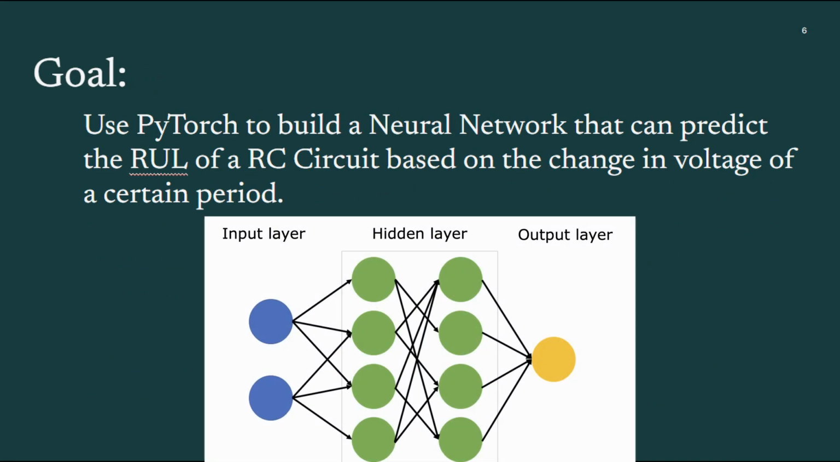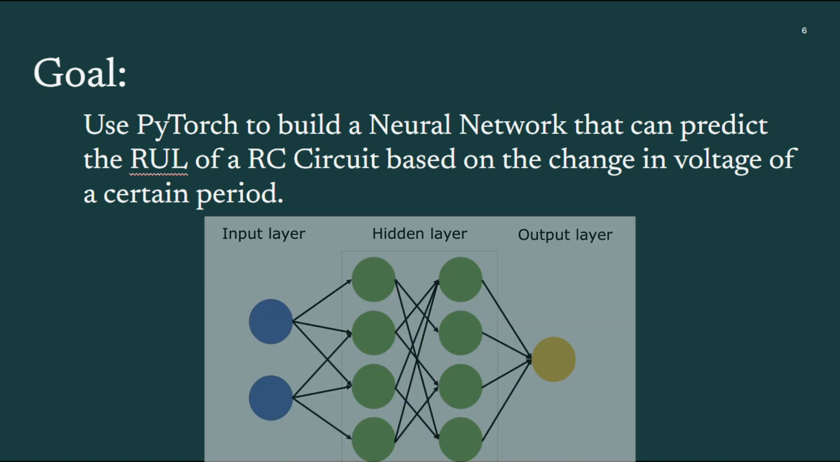Since there is no direct equation to using just voltage to calculate the changes in capacitance, we can build a neural network that can train itself off of capacitance and voltage data, so that when it's fed a single time period of voltage, it'll be able to predict the RUL for future circuits.